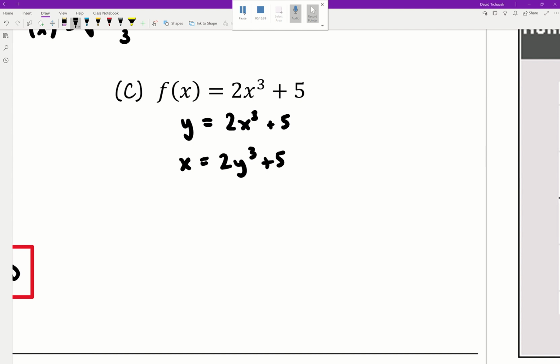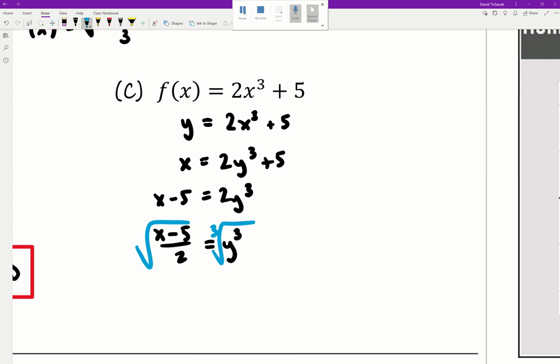Okay, and so subtract 5 from both sides. x minus 5 is going to be equal to 2y to the third. Divide both sides by 2. x minus 5, all divided by 2, is equal to y to the third. And then remember, to get rid of an exponent of 3, we would want to go ahead and apply a cube root to both sides. Okay, so on the left and on the right-hand side, a radical with an index of 3 is going to get rid of an exponent of 3 on the right-hand side.